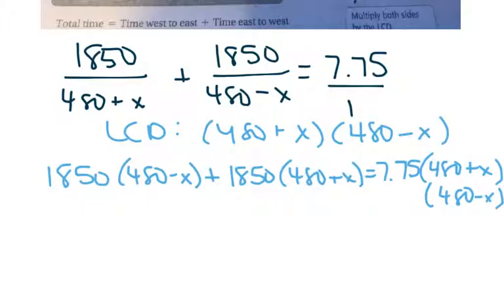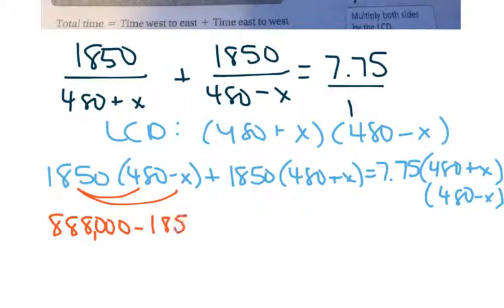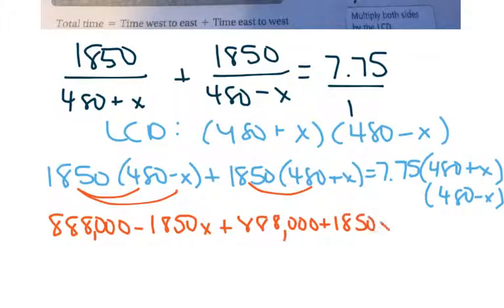So now what I'm going to do is I'm going to multiply all this out and solve for x. So a couple things are going on. I'm going to do some distributing. So 1850 times 480 is going to be 888,000 minus 1850x plus 888,000 plus 1850x, and that's going to equal 7.75 times.